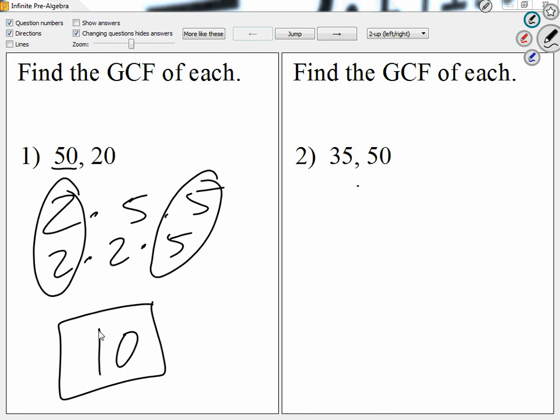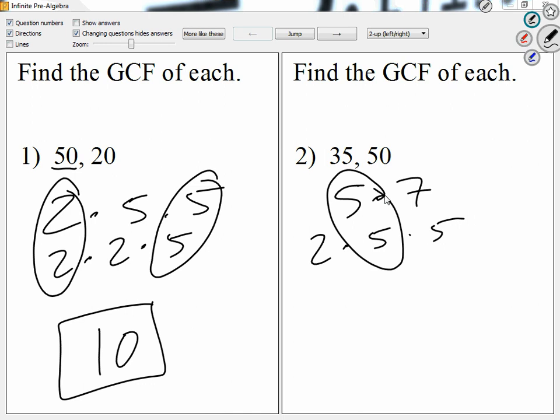Now look at question number 2. 35, the prime factorization is 5 times 7. 50 is 2 times 5 times 5. I notice they both have a 5. So my greatest common factor is just 5. Because for the greatest common factor, I'm looking for the greatest of the smaller numbers.